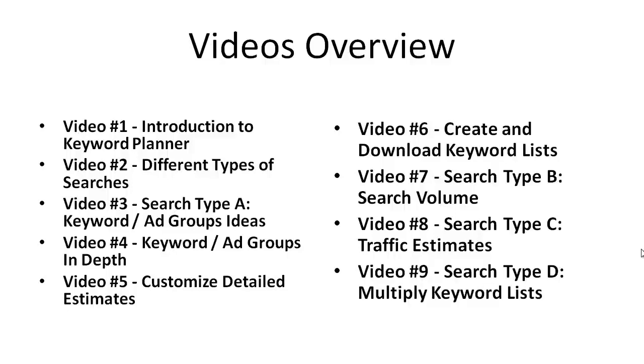And of course, last but not least, we're going to cover in video number 9 search type D, which is the 4th search: multiplying keyword lists. What this allows you to do is really expand on different keyword ideas. You could take just a couple of ideas and expand them further and figure out what the actual data is. How many people are actually searching? What are advertisers paying for these specific keywords, and more?